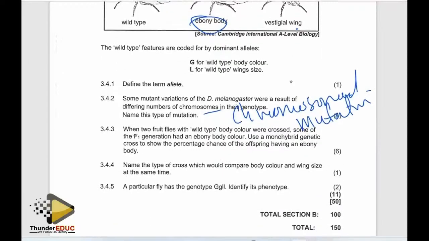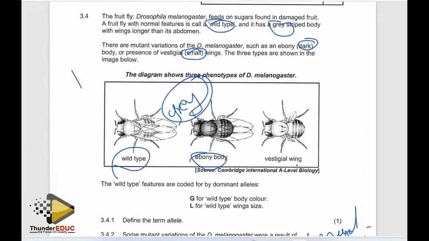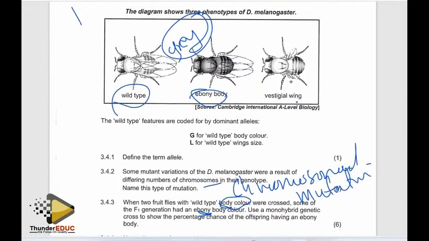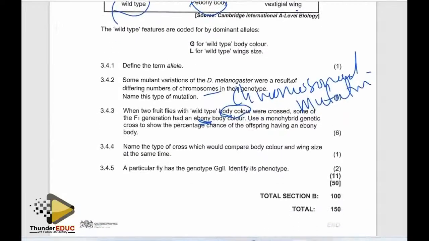They're saying that when two fruit flies with wild type body color, meaning gray, were crossed, some of the F1 generation were ebony. The wild type color is gray, as it says here. What does it mean that some were ebony? It means the parents were heterozygous. Use a monohybrid genetic cross to show the percentage chance of having ebony.